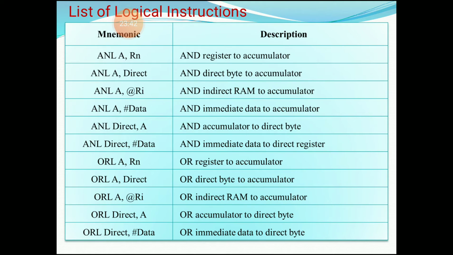The ANL instruction performs a logical bitwise AND operation on the contents of a register, or data given immediately or by direct addressing mode, with the content of the accumulator. So one of the operands must be stored in the accumulator. After the operation, the result will be stored in the accumulator directly.